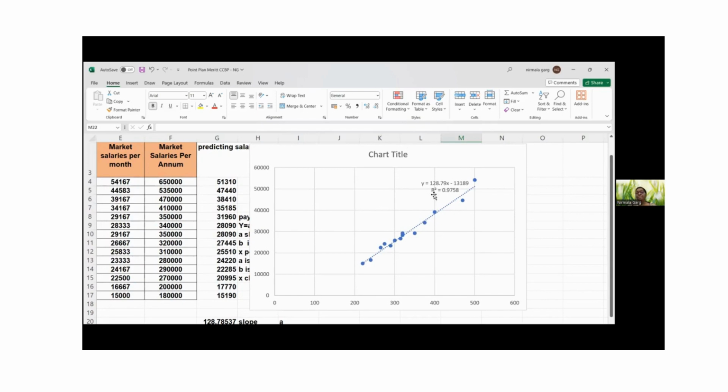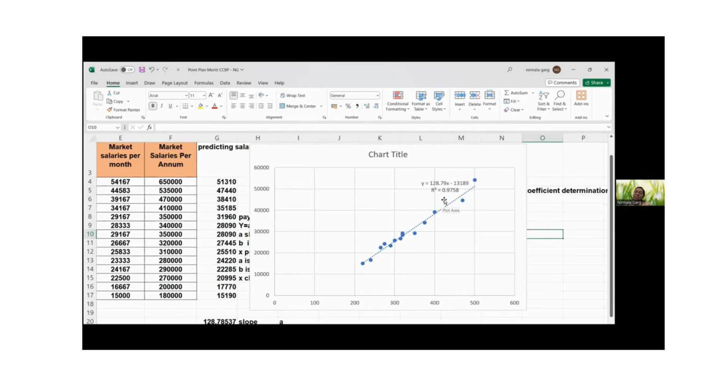R square. Now, what is this R square? Regression is represented by R square. It is also called the coefficient of determination. This also tells you the strength of your regression.